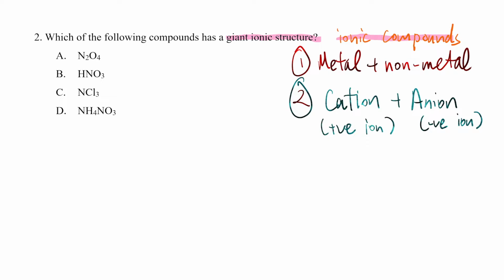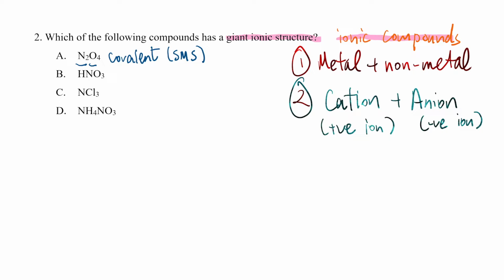So the first one here, we have N2O4. Nitrogen, we know, is a nonmetal. Oxygen is a nonmetal as well. So nonmetal plus nonmetal, they should be a covalent compound. So it won't have a giant ionic structure. Instead, it will have a simple molecular structure, SMS. SMS stands for simple molecular structure.